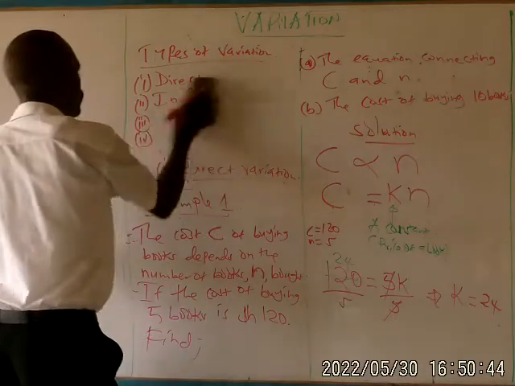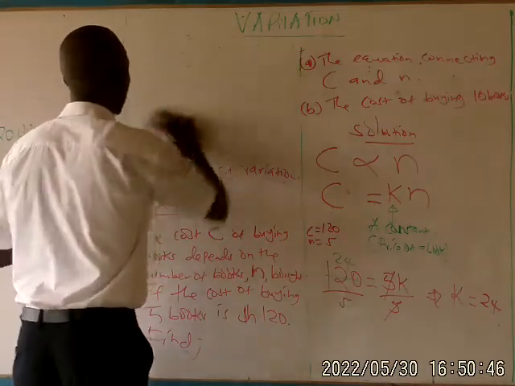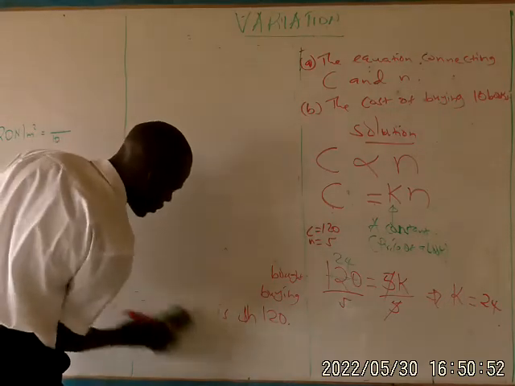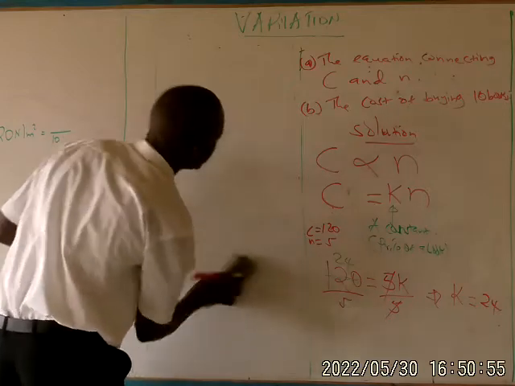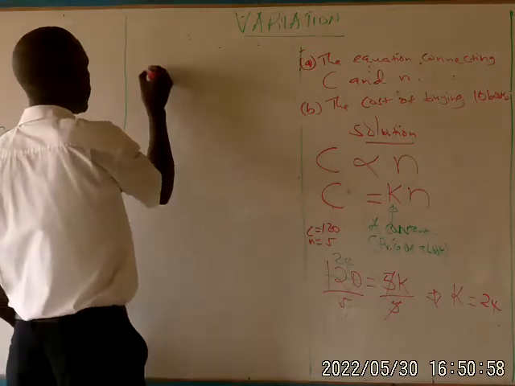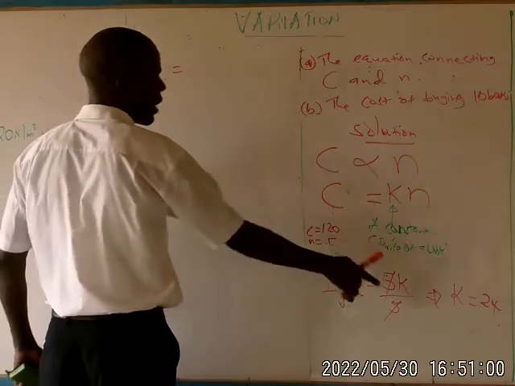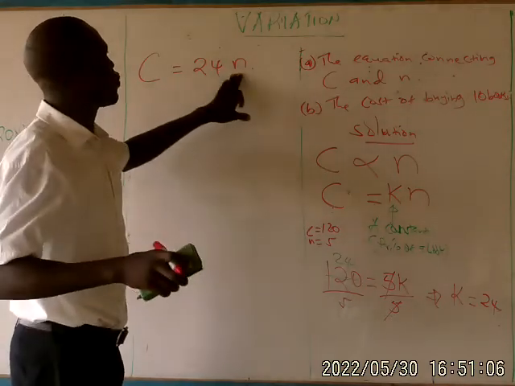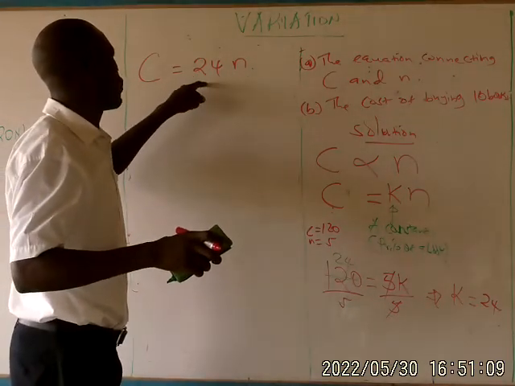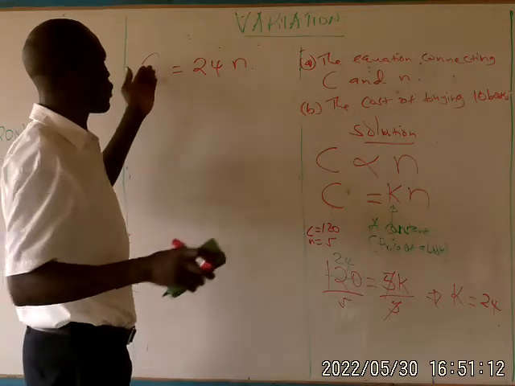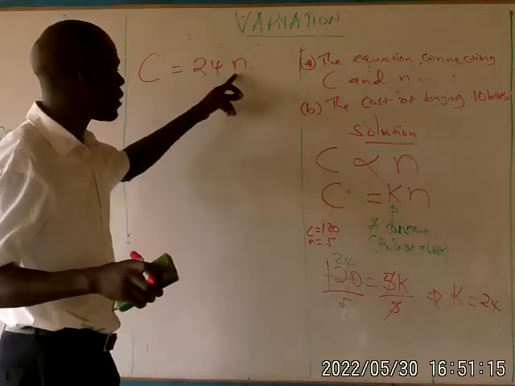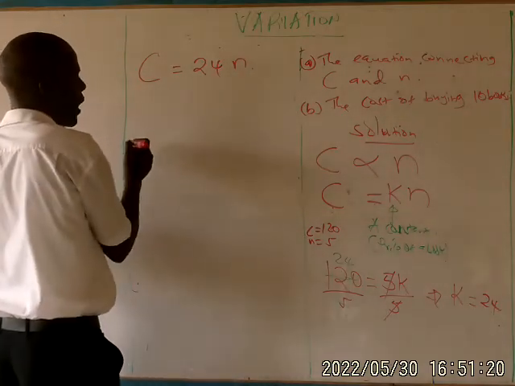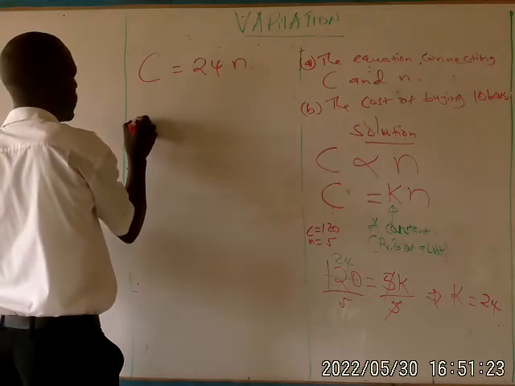And how do I write the equation now? The equation connecting the two values would be C equals K times N, with K as 24, so C equals 24N. So this is the equation connecting them. If I know the cost of one book, then I can find the total cost: if you give me the number of books I'm buying, I will get the cost. That's part A. Let's look at part B now.